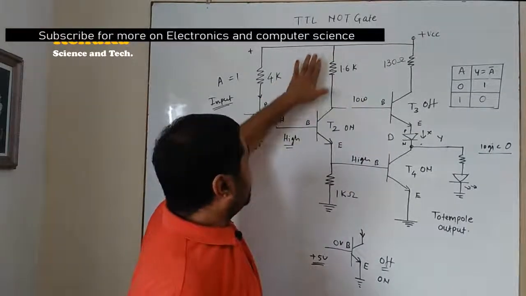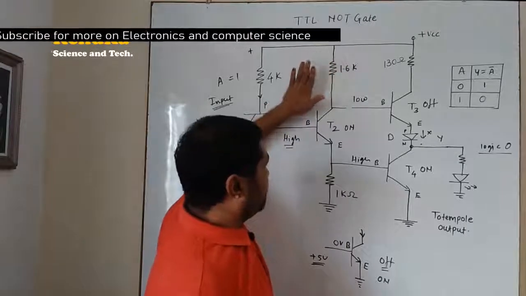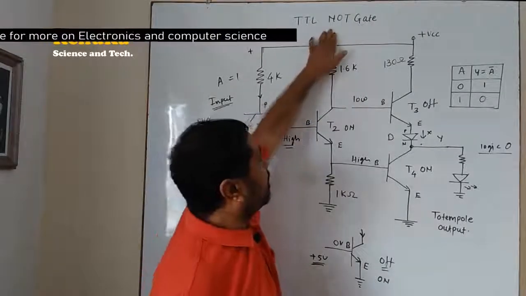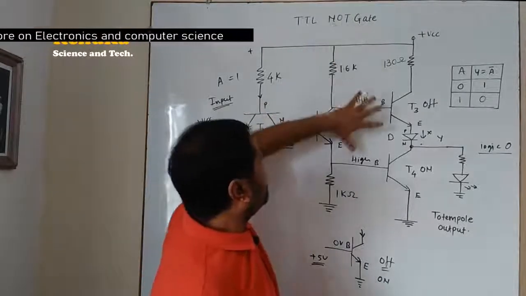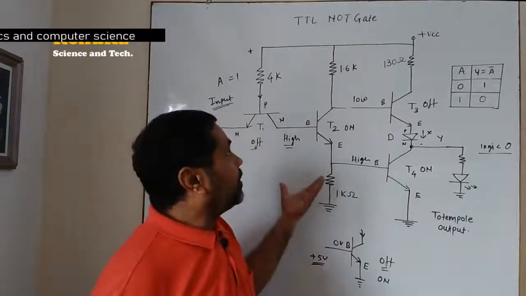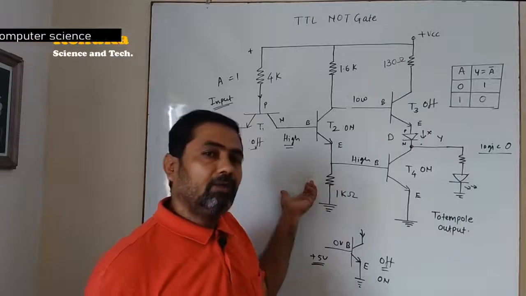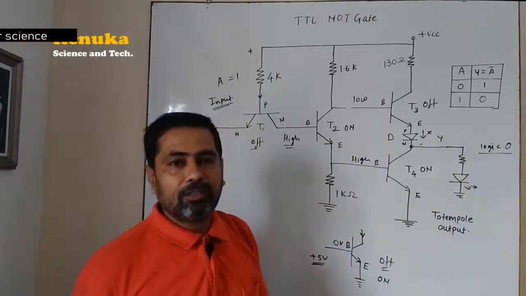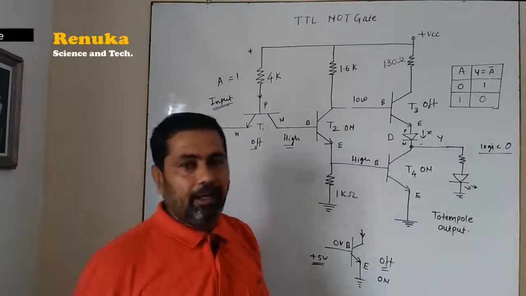And it is showing the output like a NOT gate. So that is why it is a TTL NOT gate. So this was all about the TTL NOT gate. Now in the next lecture we are going to see the TTL NAND gate and TTL NOR gate.